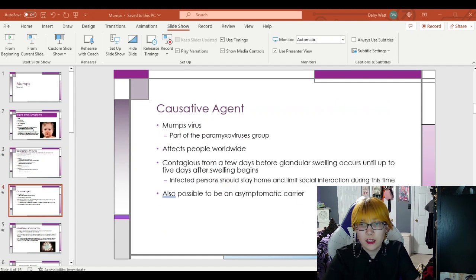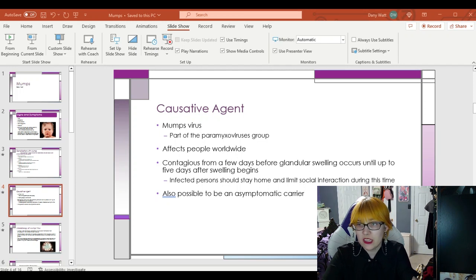As far as the causative agent, it is caused by the mumps virus. I know, obviously, mumps caused by the mumps virus, not very original. But that is part of the paramyxoviruses group. It does affect people worldwide, so it's not really localized to one area.